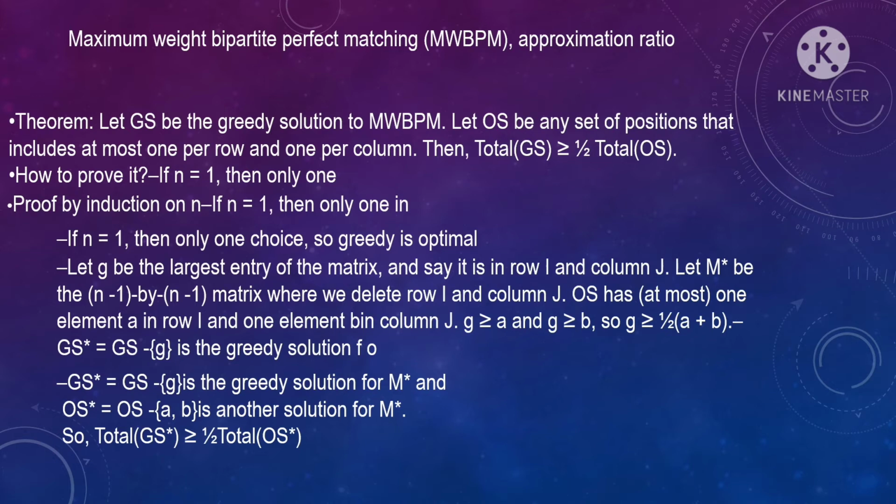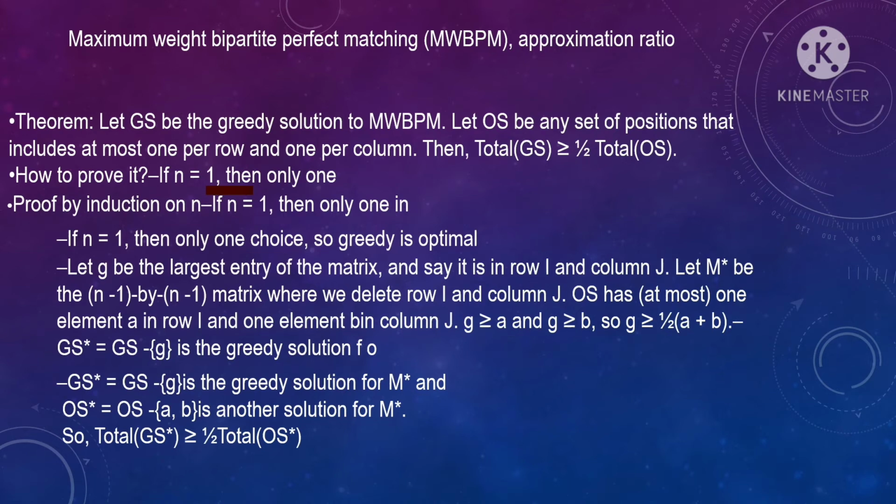Proof by induction on n. If n equals 1, then there is only one choice, so greedy is optimal. Let G be the largest entry of the matrix, and say it is in row i and column j.